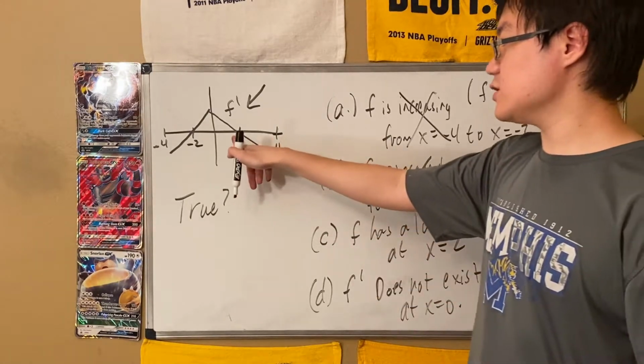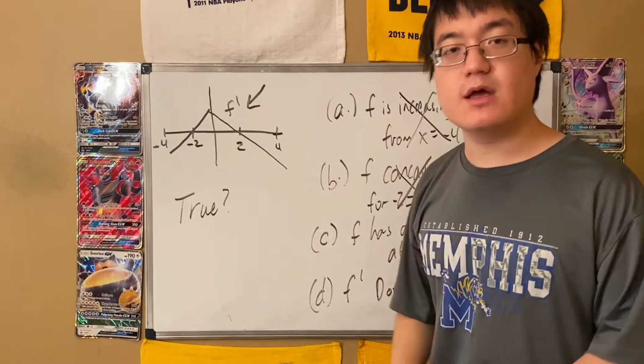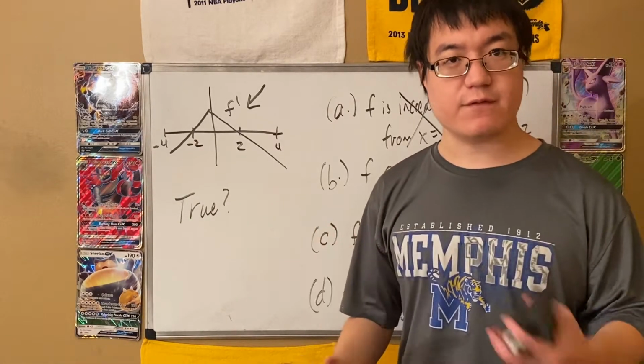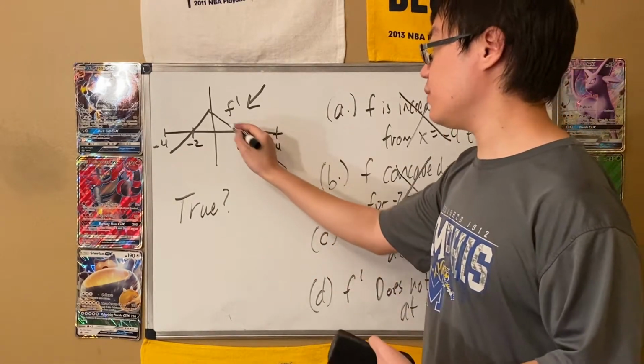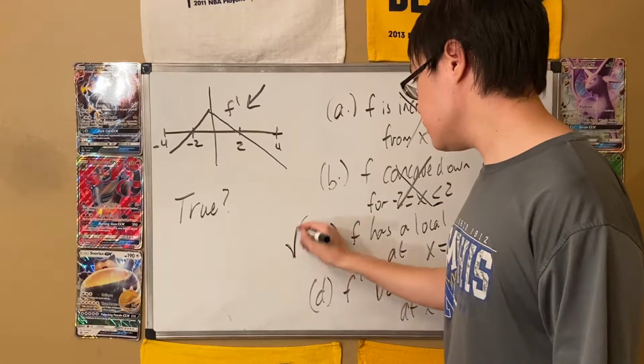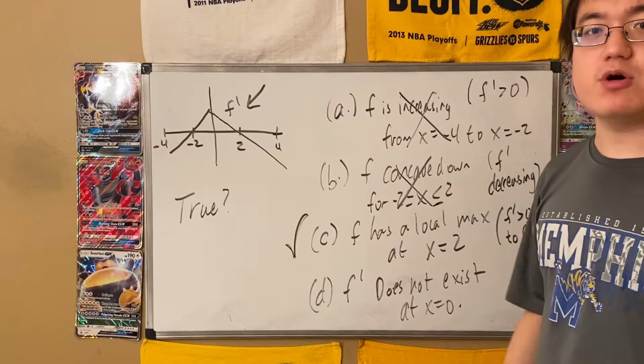That's this point right here. Notice that f prime does go from positive to negative. So while this doesn't look like a local max, you're finding a local max of f and not f prime. So f prime goes from positive to negative. This is the true statement. So that's that.